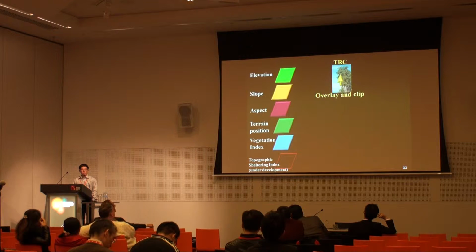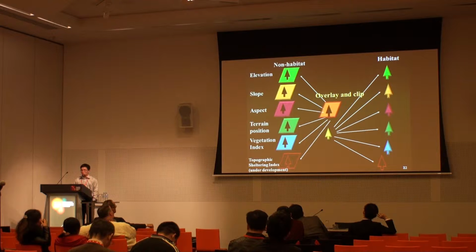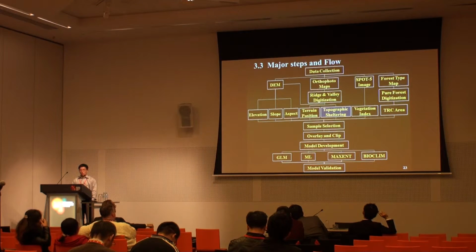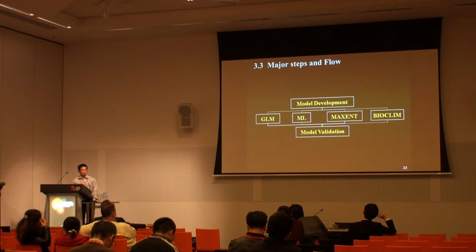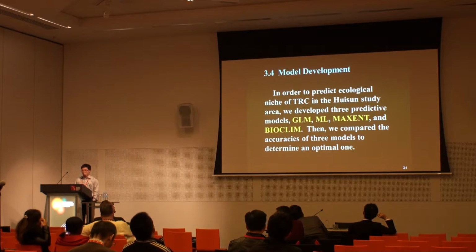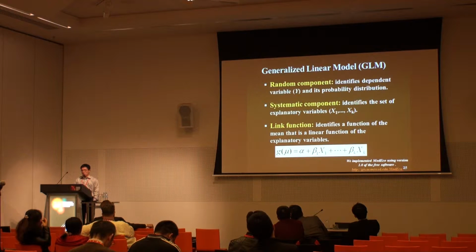Finally, when we get our sample size and our variables, we overlay and clip them to get our habitat and non-habitat data. When we got our data, we are going to do model development. And in our study, we use GLM, ML, Maxent, and Bioclim. GLM contains a random component, systematic component, and link function.